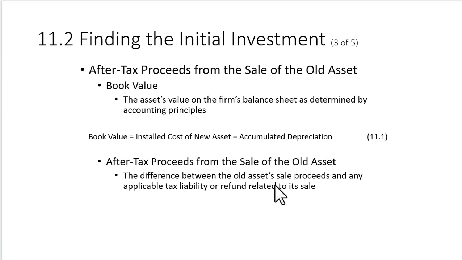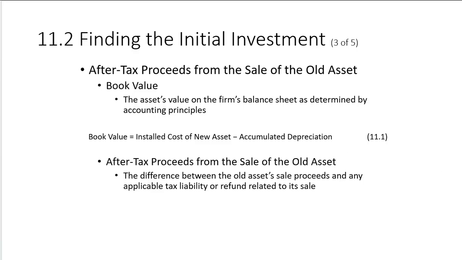So what do we need to know? The first thing we need to know is the book value of the asset. The book value is whatever the installed cost is of that asset minus whatever depreciation we've been able to take since we've owned it. That's its book value. Now, profit is just the selling price minus the book value.